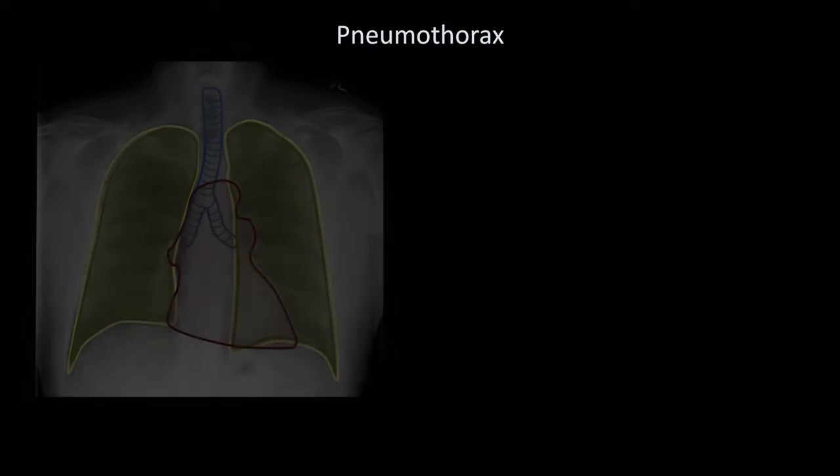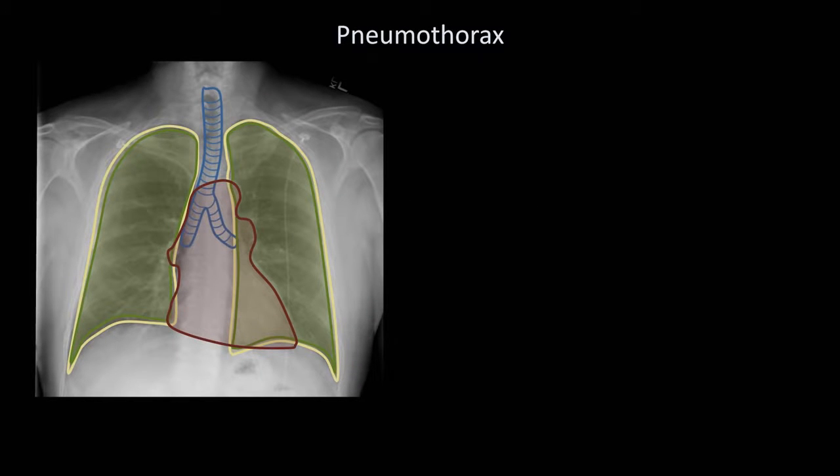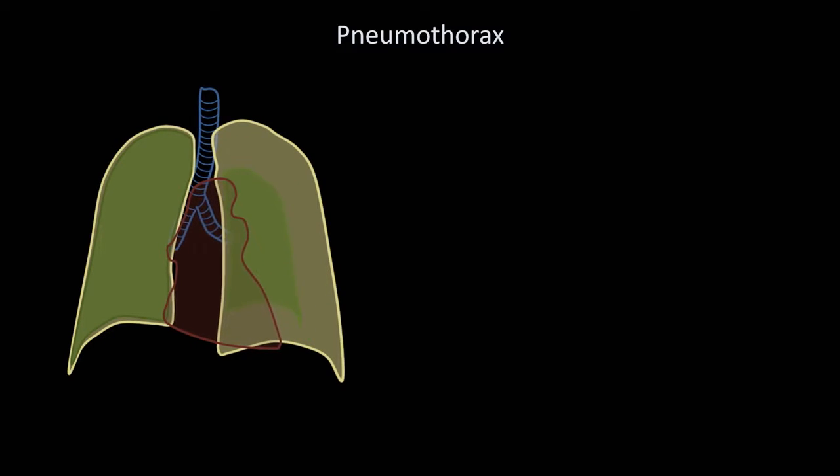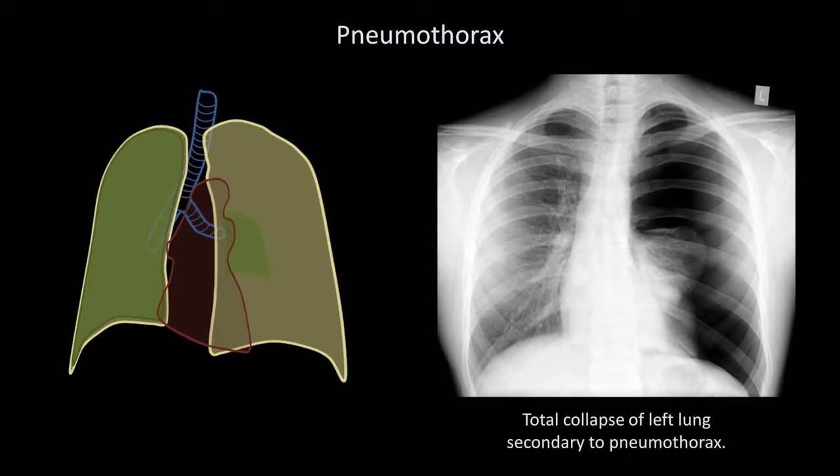I'll start with the condition of pneumothorax. A pneumothorax is when air is within the pleural space surrounding the lung. I first introduced this condition in Lesson 4 on airways and bones, where I described a massive pneumothorax as a cause of airway deviation, and in this case here, total lung collapse. Luckily, most pneumothoraces are not that large, though of course this makes the diagnosis harder to spot.